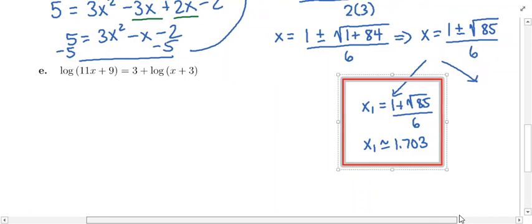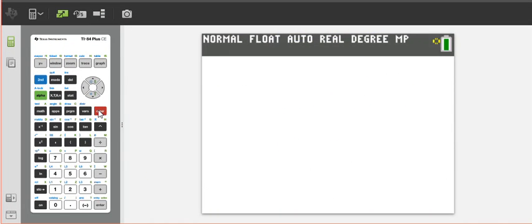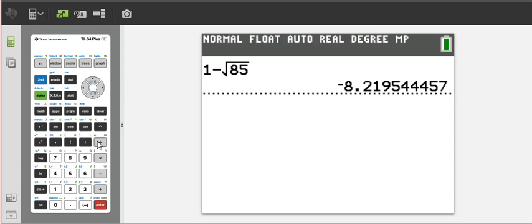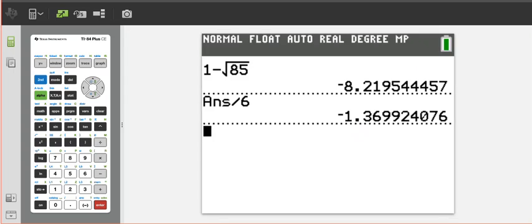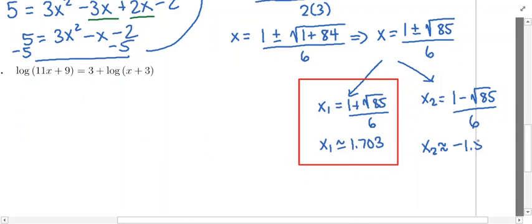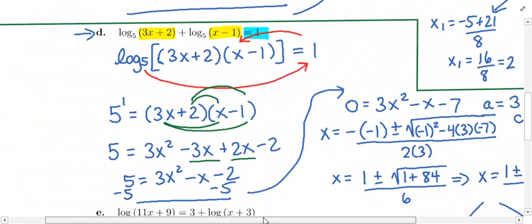Now let's check the other potential solution, which we get by picking the minus sign in the middle. We're going to do the same thing. Let's look at the decimal approximation. I'm going to do 1 minus the square root of 85 to get the numerator, and divide this by 6. So the potential solution here is negative 1.370. I need to see if this works in the logarithms in the original equation.